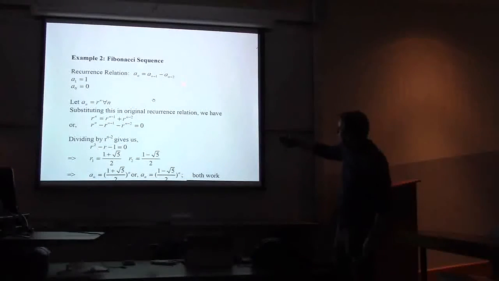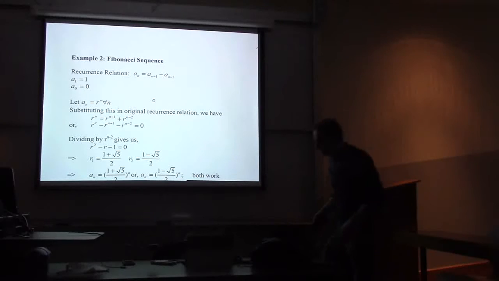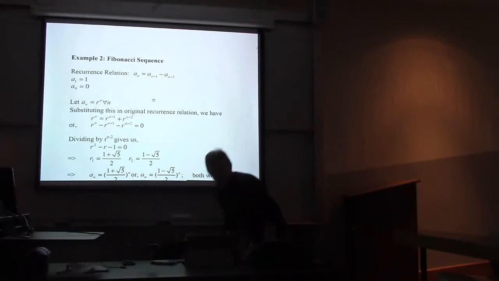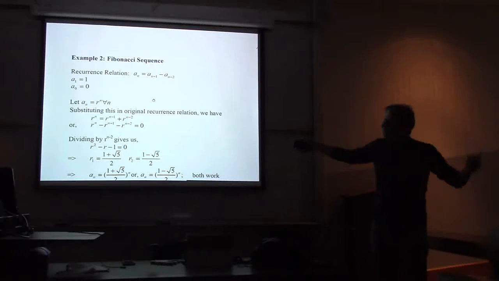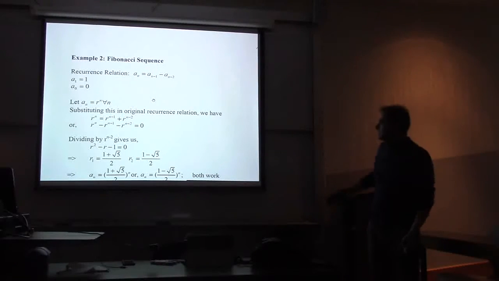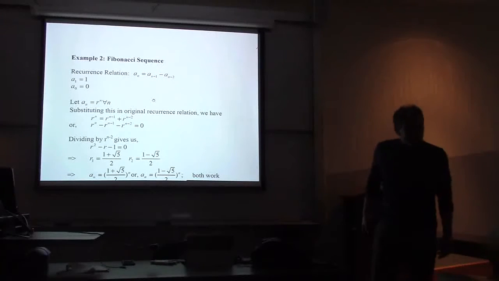Actually, there's a small error here. This should say plus, not minus. I don't know why it says minus, but it's plus. So it says that the nth term of the Fibonacci sequence is equal to the previous one plus the one before that.